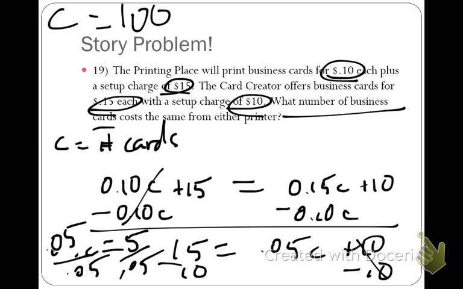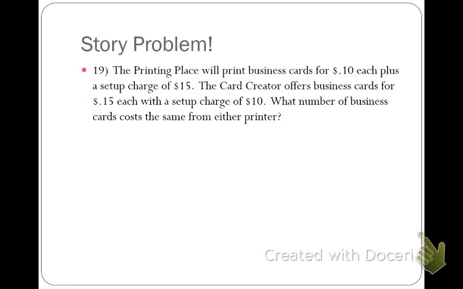So it takes 100 cards for them to be the same. If you need fewer cards, you're going to use one company. If you need more cards, you're going to use the other. All right? There's another story problem there. I'm going to let you try to set it up, and you can go check your setup through the notes later. Okay?